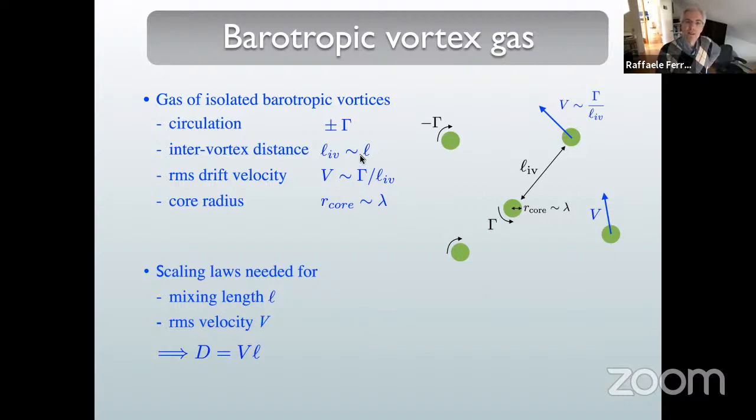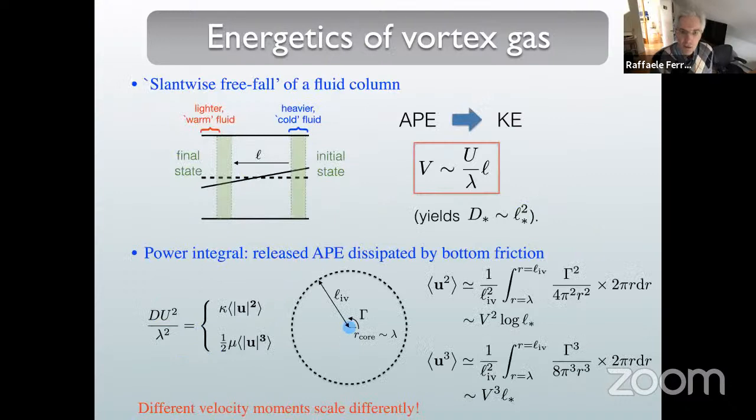So there are really two parameters that we need to predict as a function of external parameters: the RMS velocity and the mixing length scale, which we want to predict in terms of the shear, the drag coefficients, and the deformation radius. Because if you can do that, then we have a closure for the diffusivity in terms of only external parameters. So we need essentially two scaling laws because we have two parameters we want to predict. And these are the two scaling laws that we're going to use.